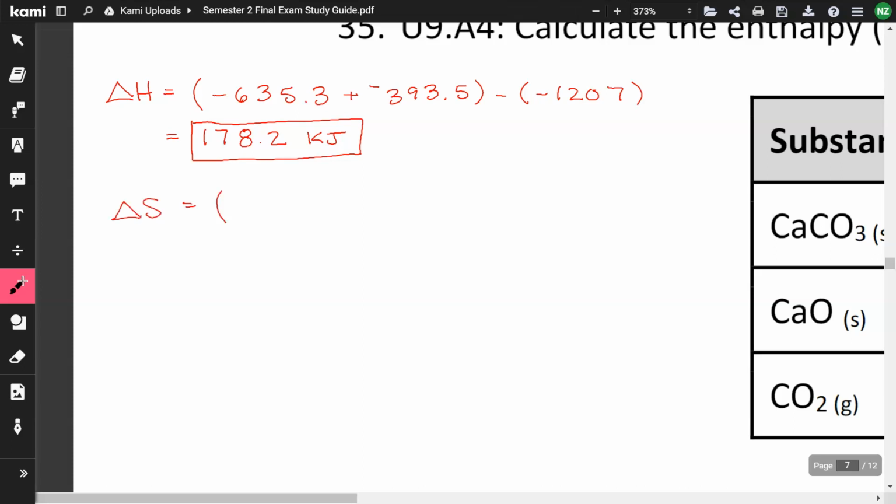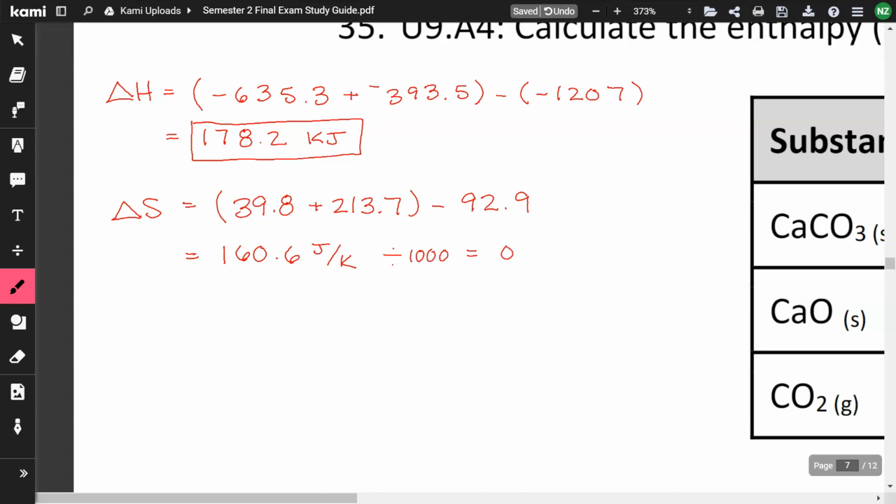So products minus reactants. It's going to be 39.8 plus 213.7 minus 92.9. So that's going to be 160.6 joules per Kelvin. We need to divide by 1,000 to get our units as kilojoules. So 0.1606 kilojoules per Kelvin.